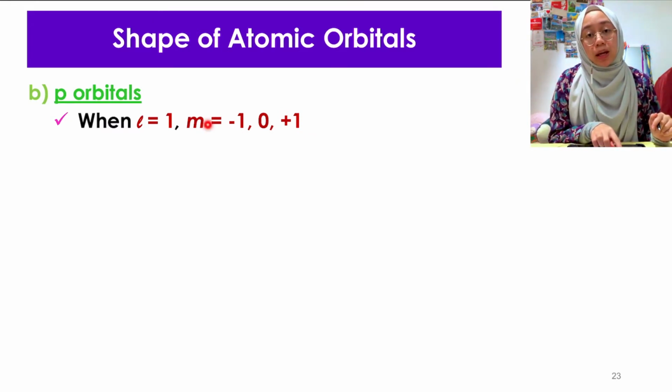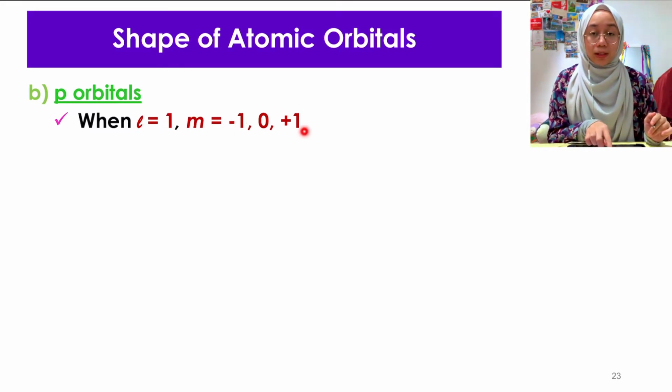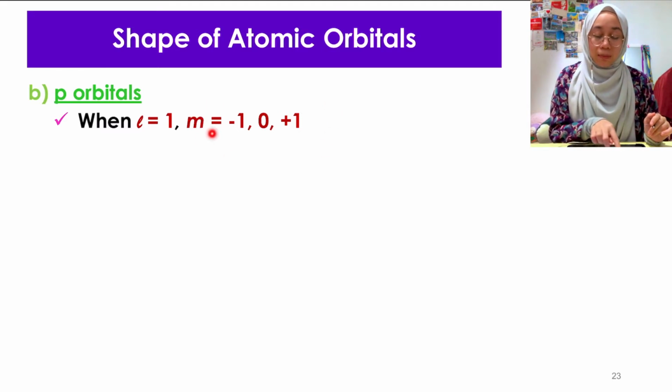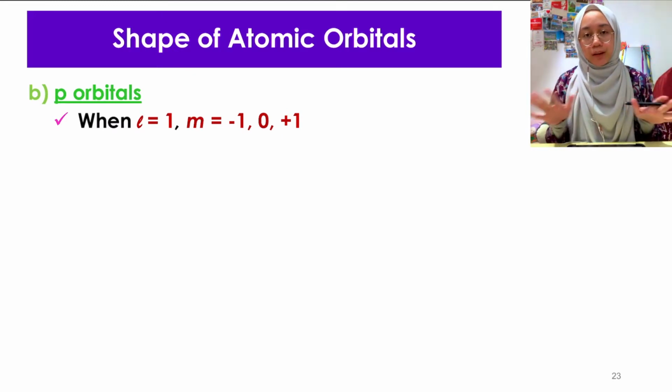What is m? m is the magnetic quantum number, where m shows the orientation of the orbitals, right? Or it also shows the maximum number of orbitals that we have in that specific subshell. Okay, so since L equals 1, m equals -1, 0, +1, so we have a total of 3 here. It shows that there are 3 orientations, and also that there are 3 orbitals. So how exactly do we see that there are 3 different orientations?